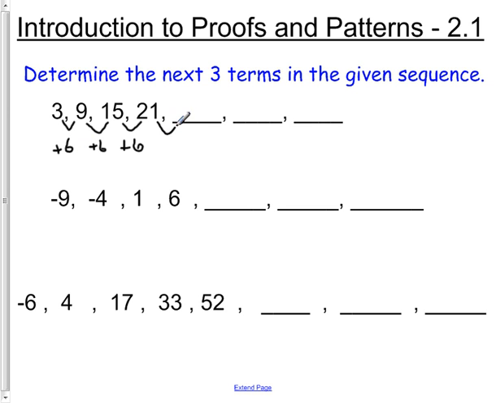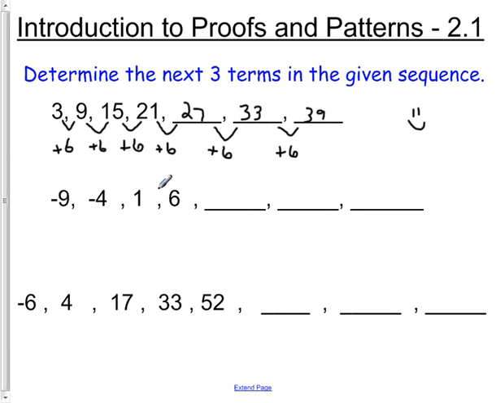So from 21 to the next number, we're going to add 6. 21 plus 6 is 27. Great. Then from 27, the next number, we're going to add 6. 27 plus 6 is 33. And then lastly, we add 6 to get to the last number. 33 plus 6 is 39. So we got the first one down.